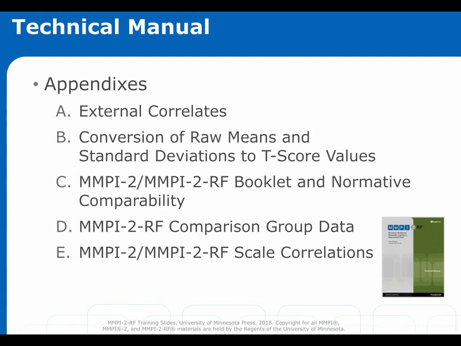Finally, Appendix E, the last appendix in the technical manual, contains information about MMPI-2 and MMPI-2-RF scale correlations in some of the settings in which the validity of the instrument scale scores were examined. This appendix allows test users to effectively determine where to find information on the restructured form that they are used to finding on a particular scale on the MMPI-2.